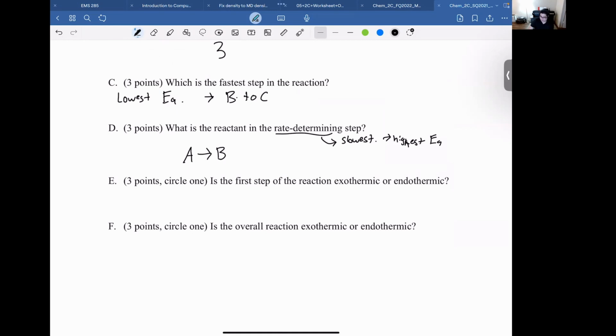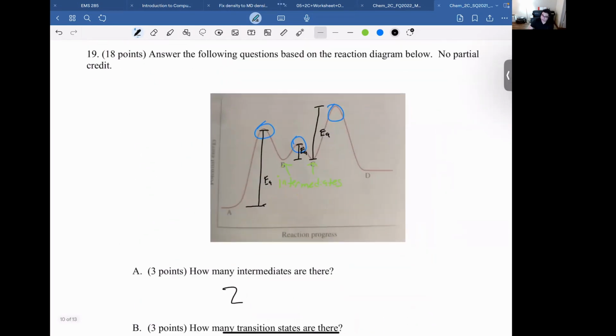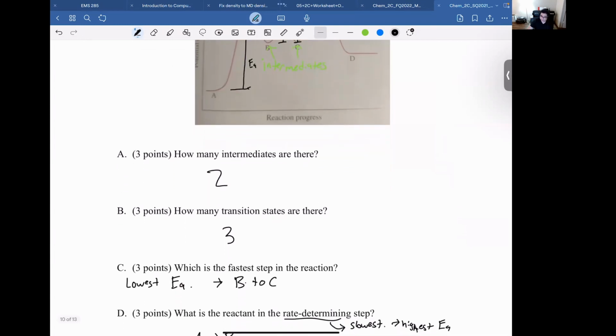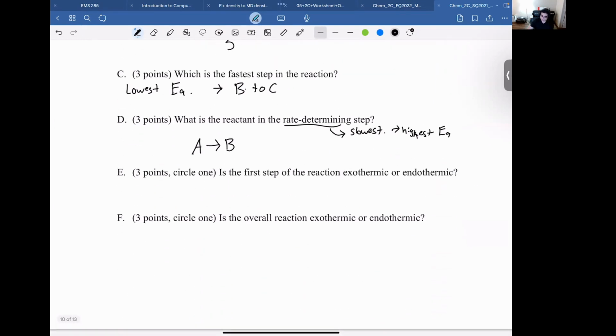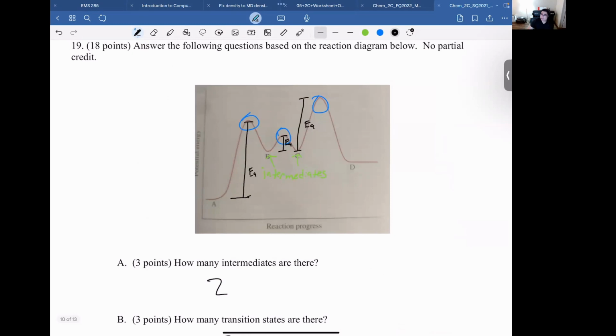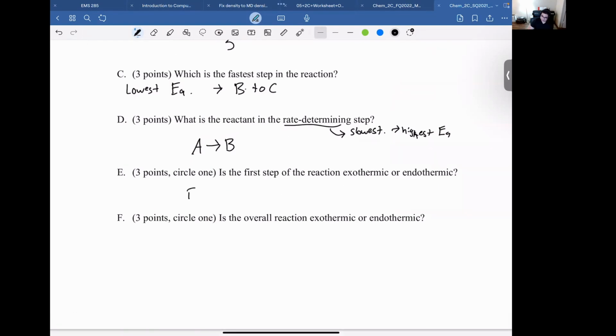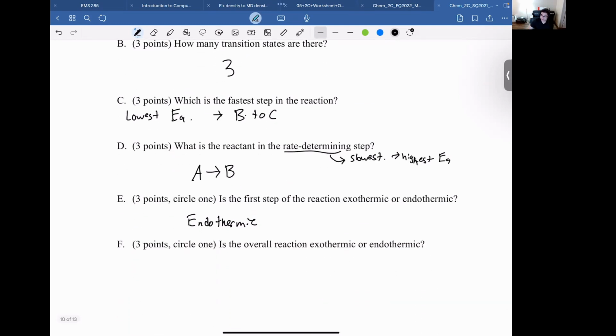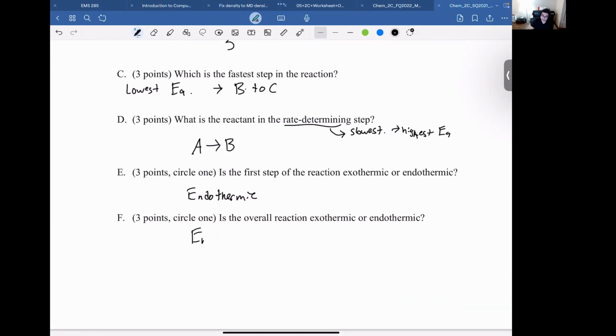E, it says, is the first step of the reaction exothermic or endothermic? Endothermic is where the products are higher than the reactants. Exo is where the reactants are higher than the products in terms of potential energy. So from A to B, it's going up, right, in energy. So this is endothermic. And is the overall reaction from A to D, well, A is lower than D. So there's an absorption of energy, which means this is also endothermic.